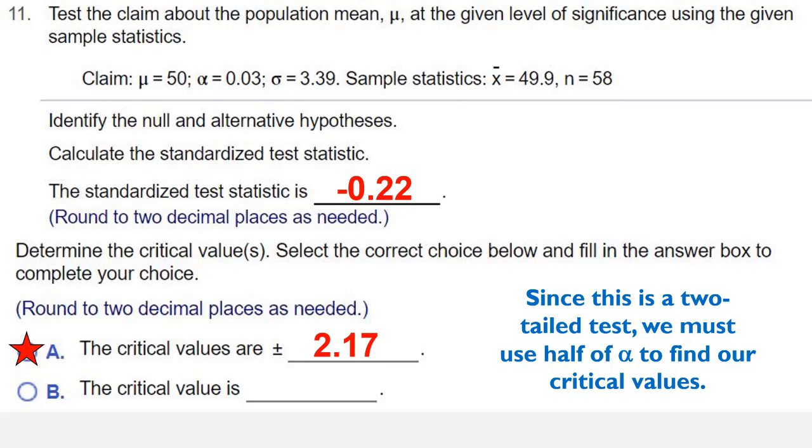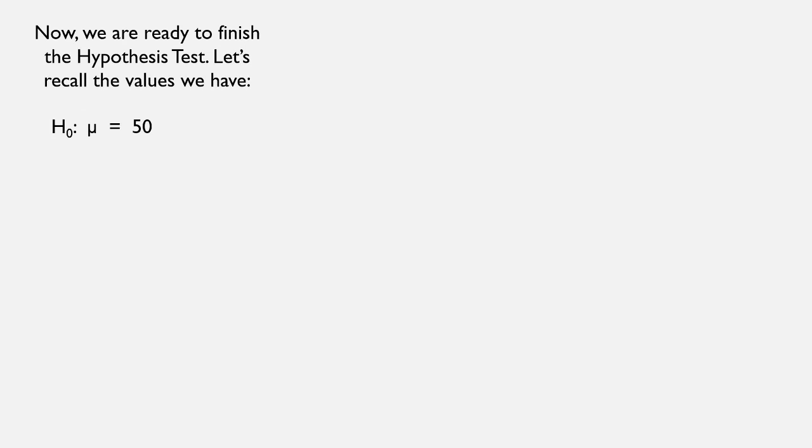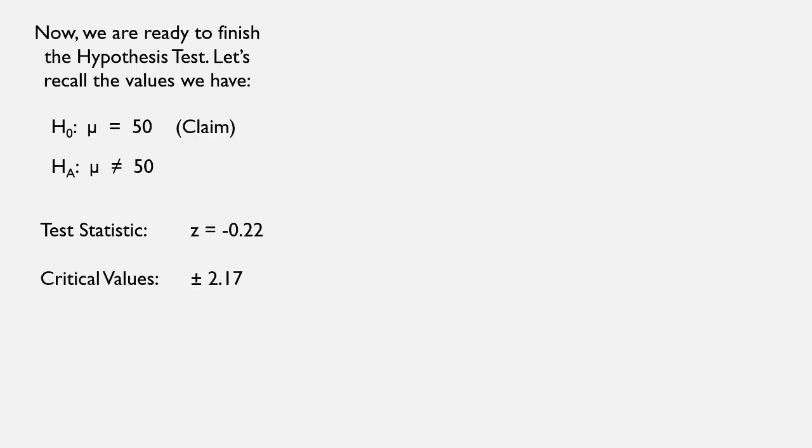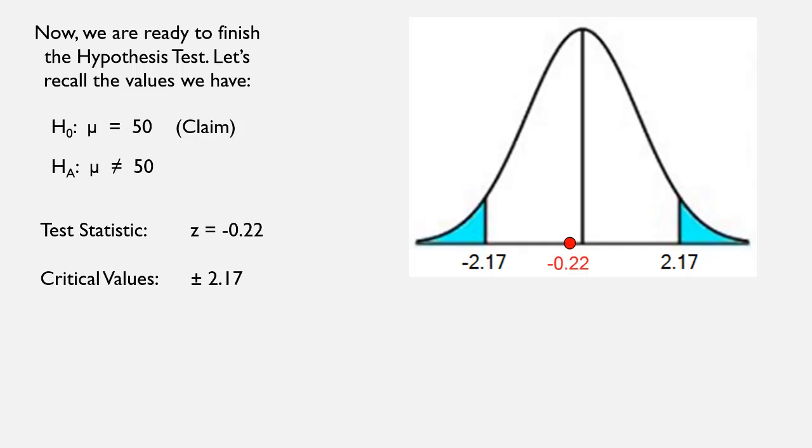So now we've got all the information that we need to perform our hypothesis test. Let's remember what we've got. Mu equals 50 is our H0. Mu not equal to 50 is our HA. Now, it's important that we remember which one of these is the claim. The claim was H0, because when we interpret our answer at the end, we're always interpreting in relation to what the original claim was. The test statistic was z equals negative 0.22, and the critical values were plus or minus 2.17. So here's a graph of that situation.